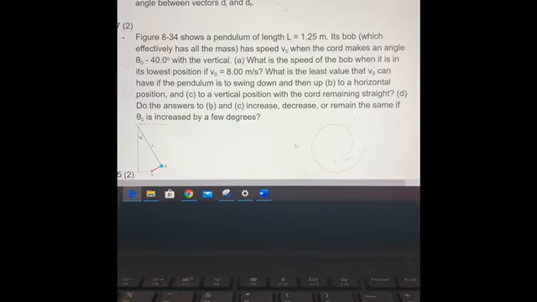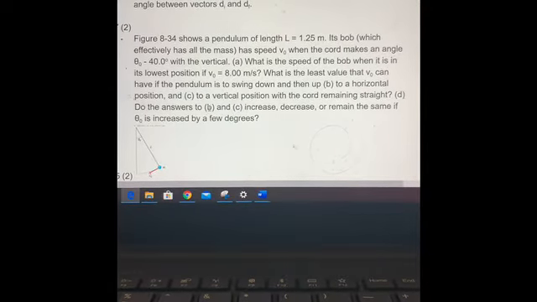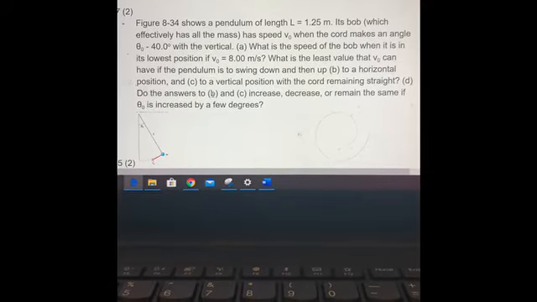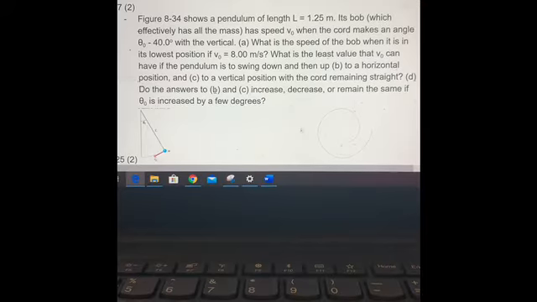Hello, my name's Arunav, and today I'll be doing Chapter 8, Question 17, and I'm just going to be doing A and B today. So here's the problem.